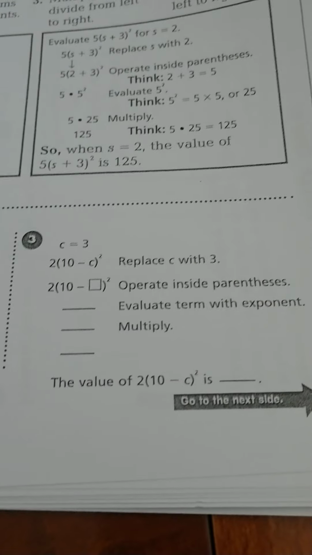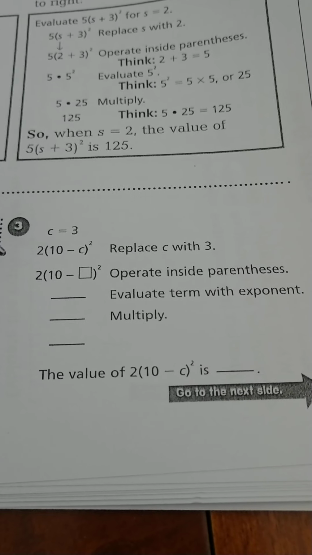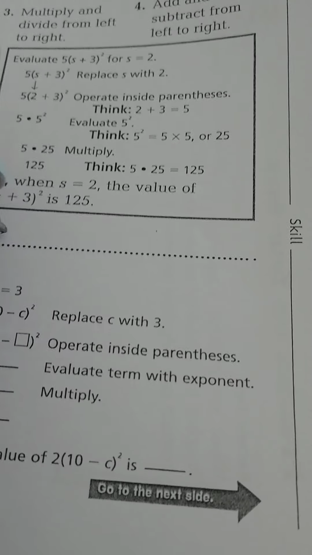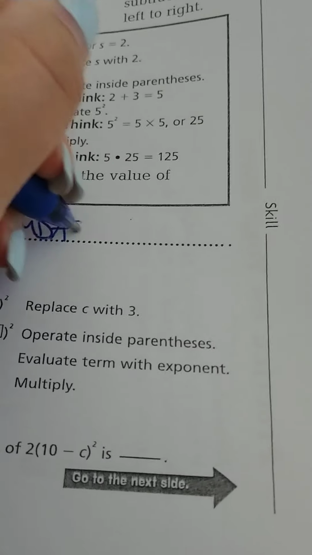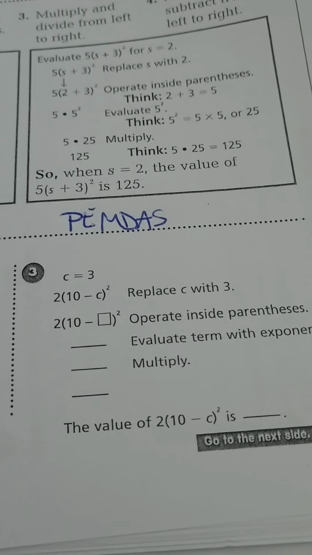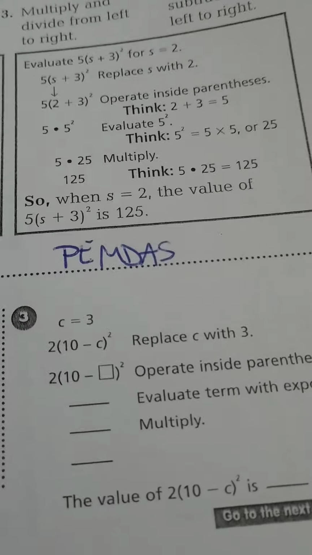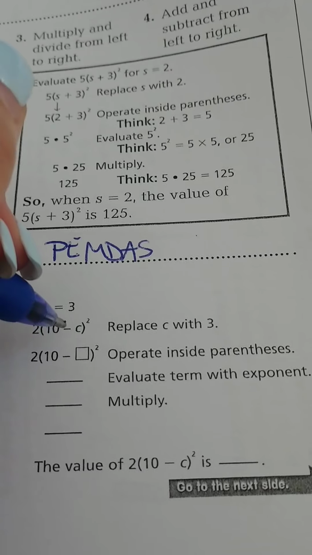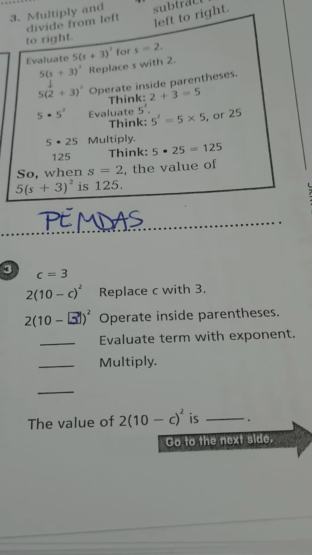All right, so now if we move to this one, it's saying c equals 3. Now they've included parentheses and they've included exponents this time. So if I rewrite PEMDAS right here, okay, it's saying c equals 3. So we're going to replace c with 3. So we have 2 times the quantity 10 minus 3, to the exponent of 2.